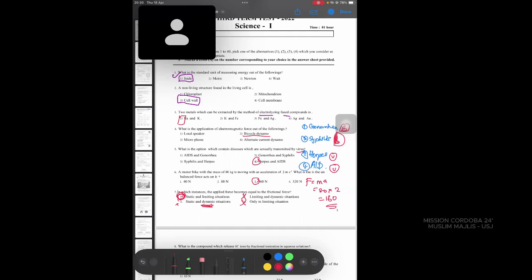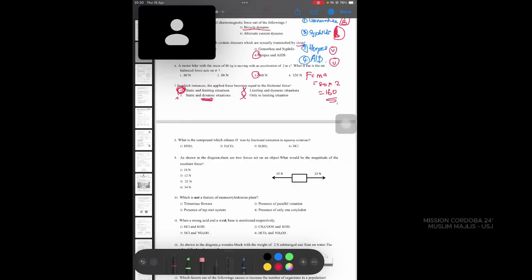What is the compound that releases H plus ion in fractional ionization? Okay. When someone can release H plus, yes. So can't we take the fourth one as the answer?